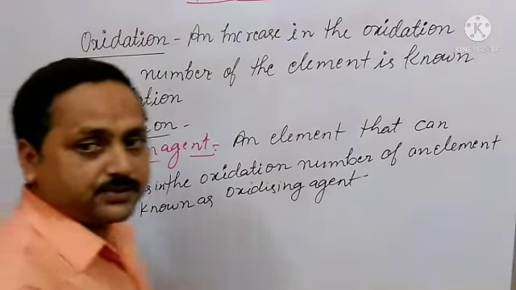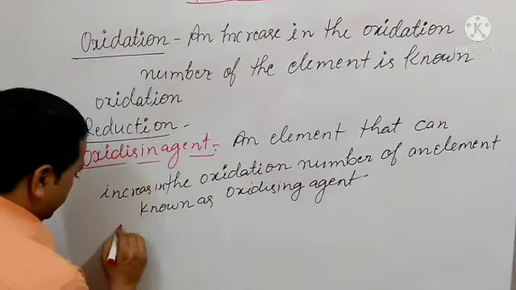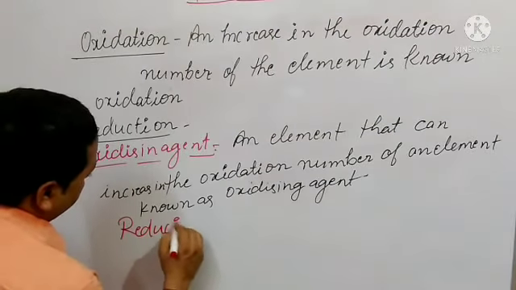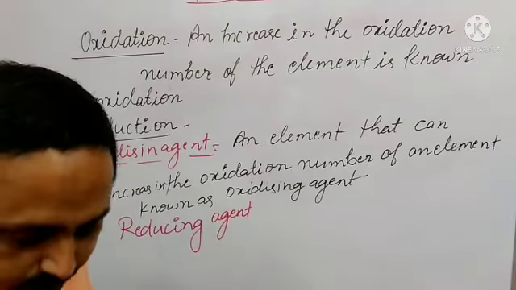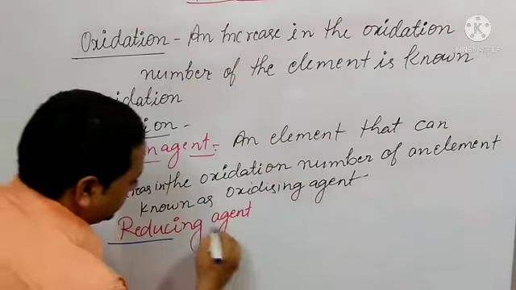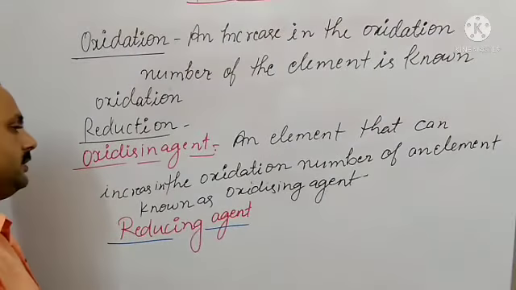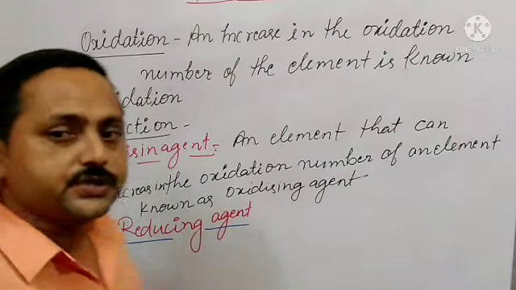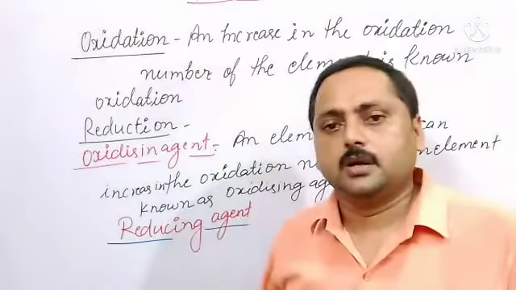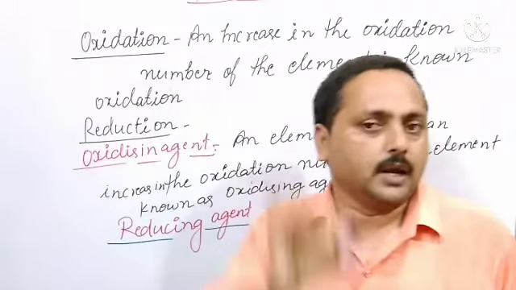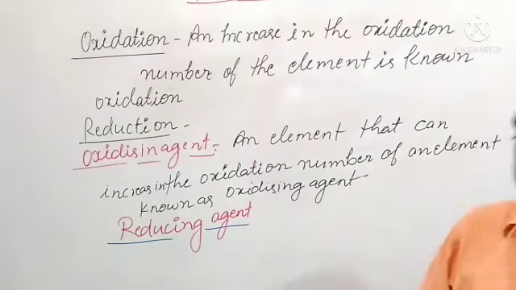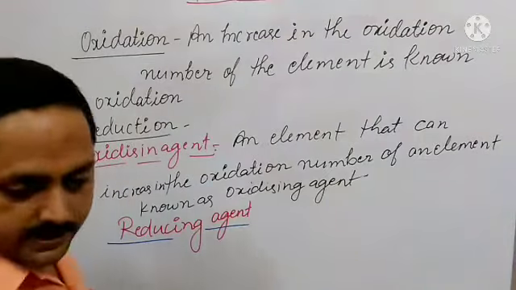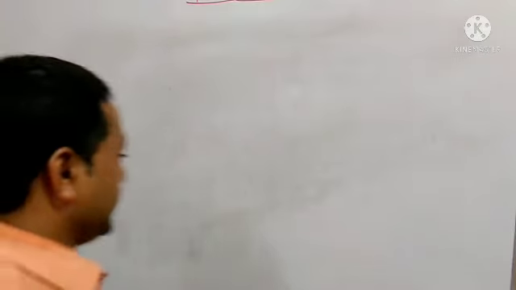What is a reducing agent? Let us see what the reducing agents are. On this basis we can define it: the element which can decrease the oxidation number of another element is known as a reducing agent. Next is redox reaction.